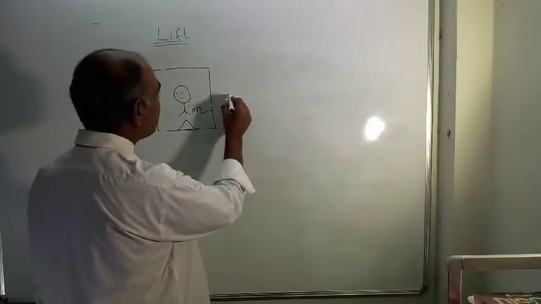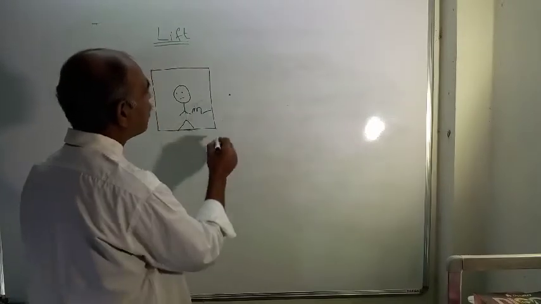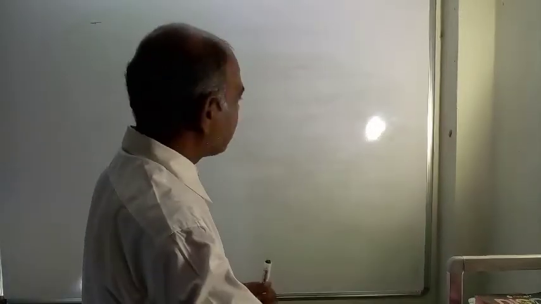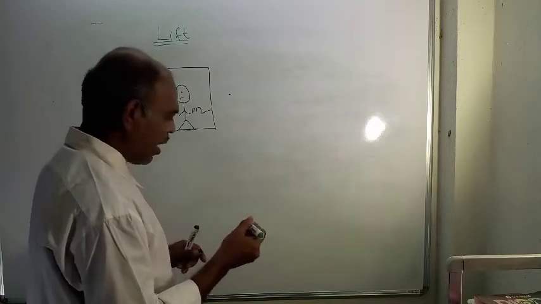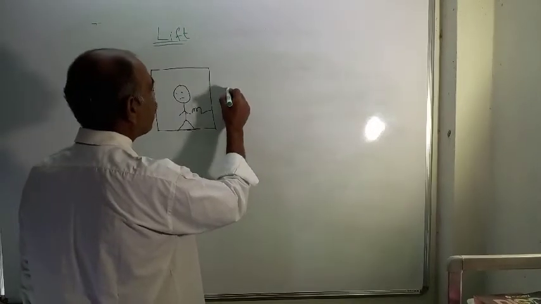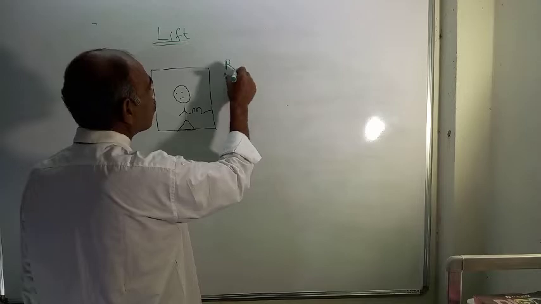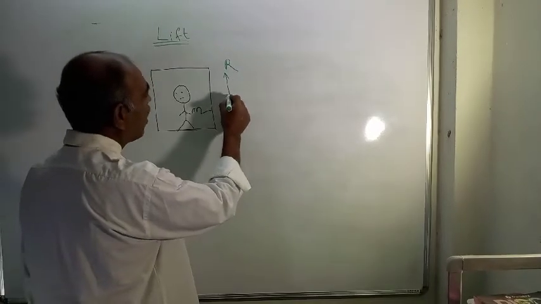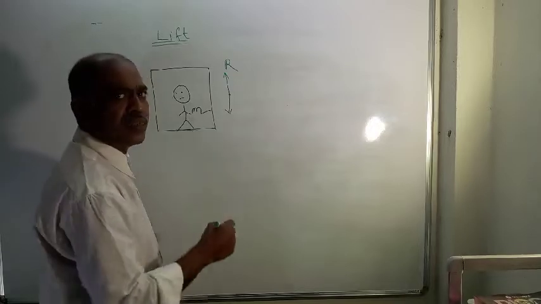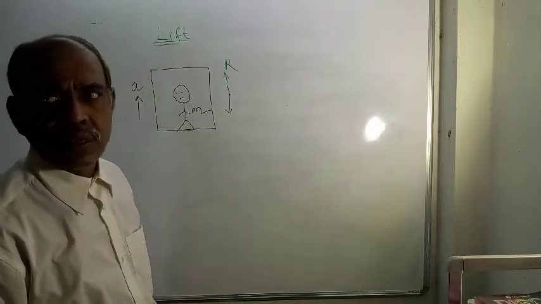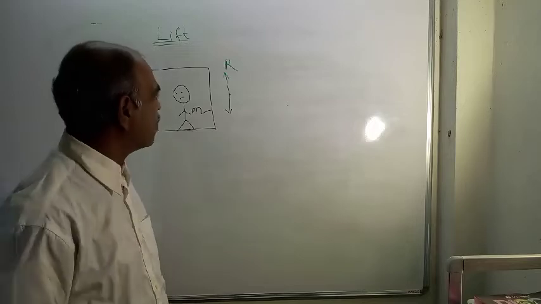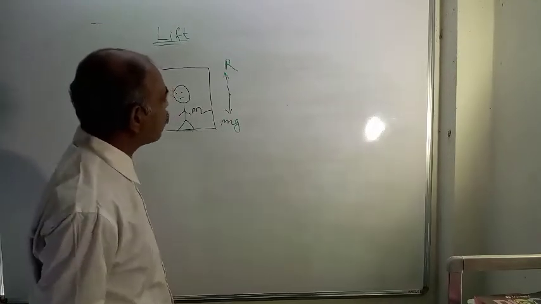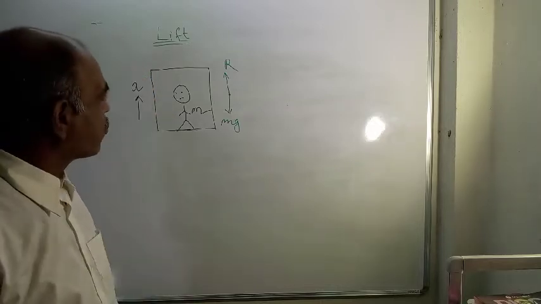Suppose this point denotes the human body. And on this human body, in the upward direction, what is acting? Normal reaction R is acting in the upward direction. And the weight of the man is how much? It is the mass of the man multiplied by acceleration due to gravity, that is small g. So mg is the weight of the man, which is acting in the downward direction.